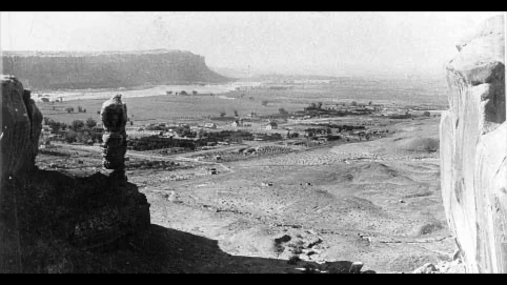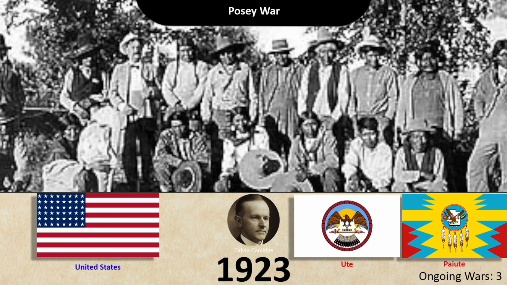Eventually, a posse would be formed, and they would catch up with Chief Posey's band. The Native Americans, however, would all eventually surrender, and Chief Posey escaped. However, he was wounded by a bullet and would later end up dying from blood poisoning. But yeah, the young Ute that had originally ran off was shot and killed.